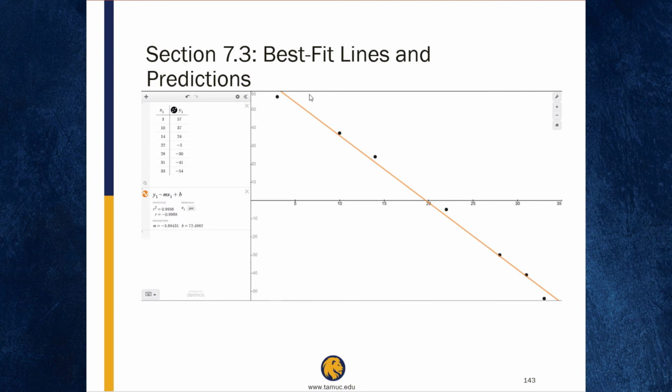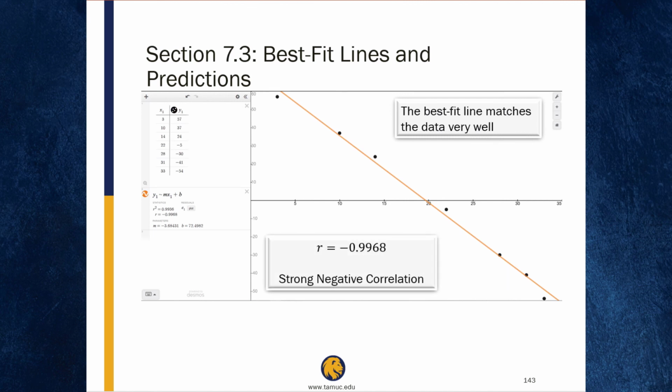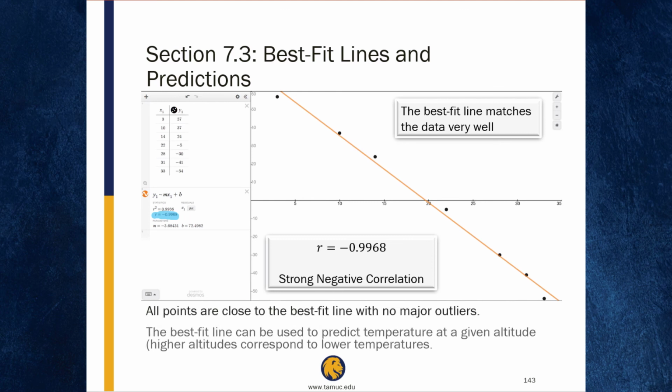So just to discuss what we now have here from our best fit line and scatter plot, the best fit line does match the data very well. There's no major outliers. And again, over there it tells us what the R coefficient is. Here in the Desmos, it told us that it's negative 0.9968. So since it's negative correlation, it's very close to -1, so it's a very strong negative correlation.